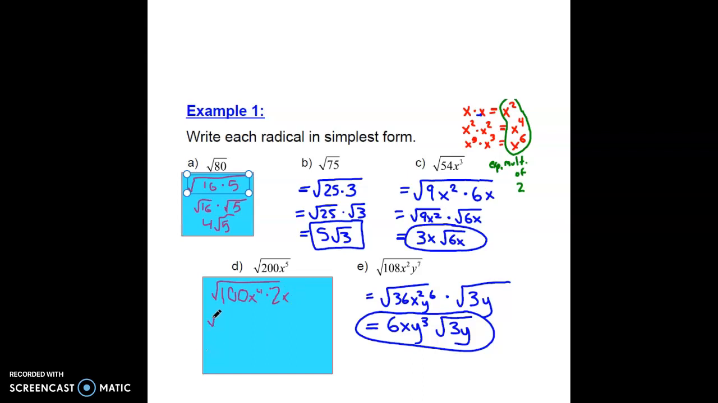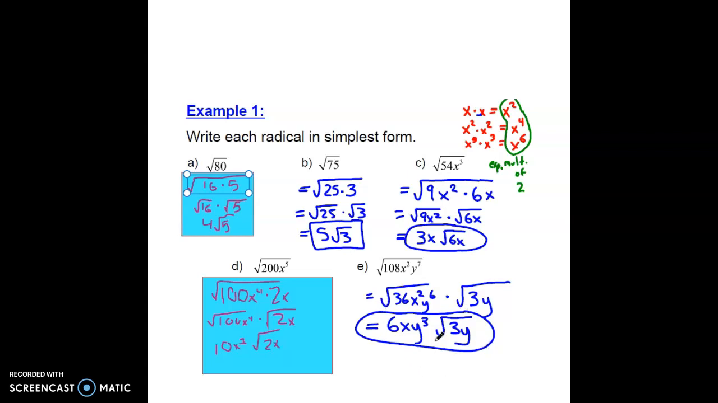Right? So now we split this up. So 100x^4. Oh, I apologize, this is horrendous. Times the square root of 2x. Right? So now we take the square root of 100x^4, which is 10x squared, times the square root of 2x.